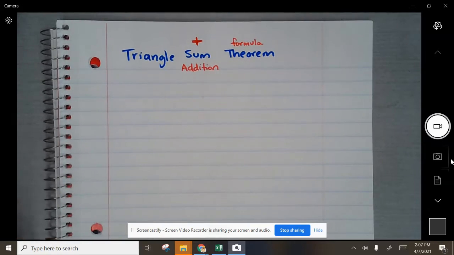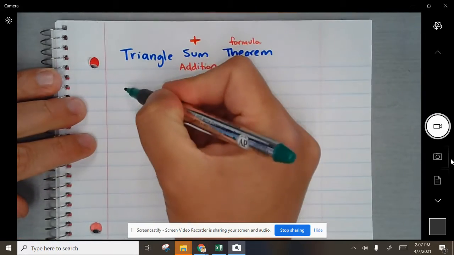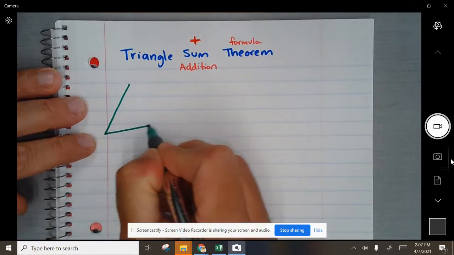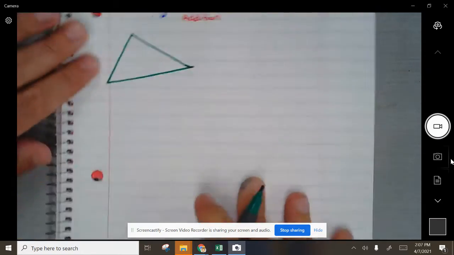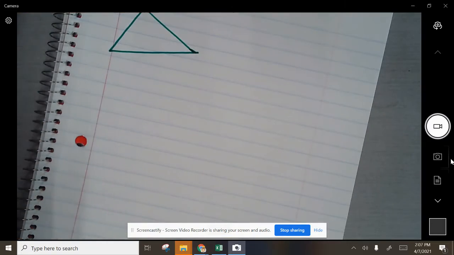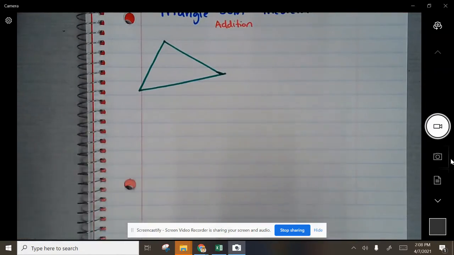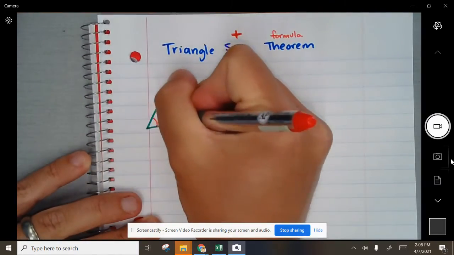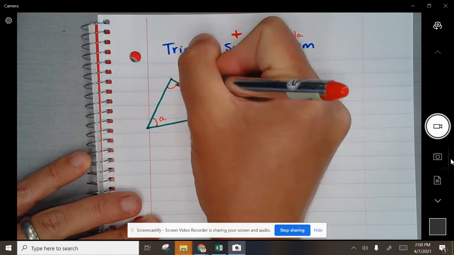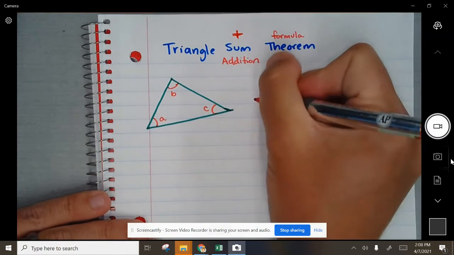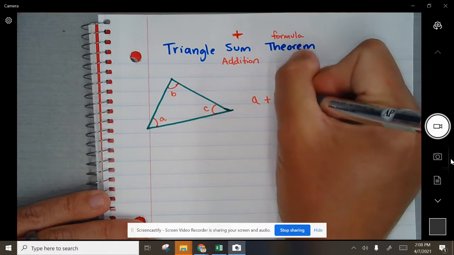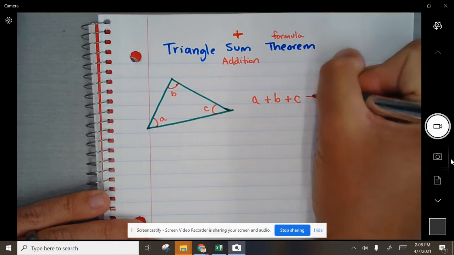And here we go. I'm going to go ahead and draw a triangle. I want you guys to do the same. It's not going to be a right triangle, even though it looks like one, it's not. And then I'm just going to label the angles just for fun. This one's going to be called A, B, C. Okay? A plus B plus C.